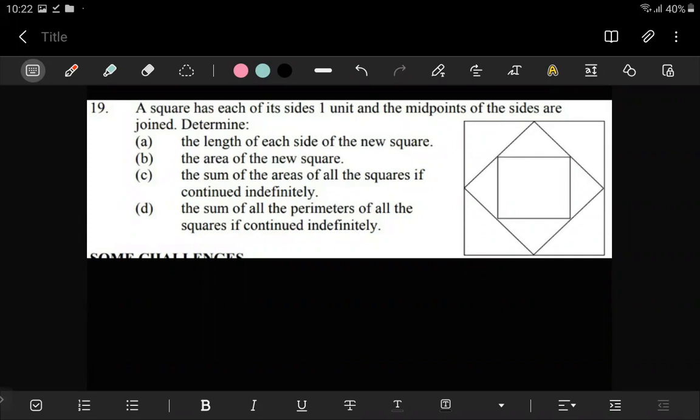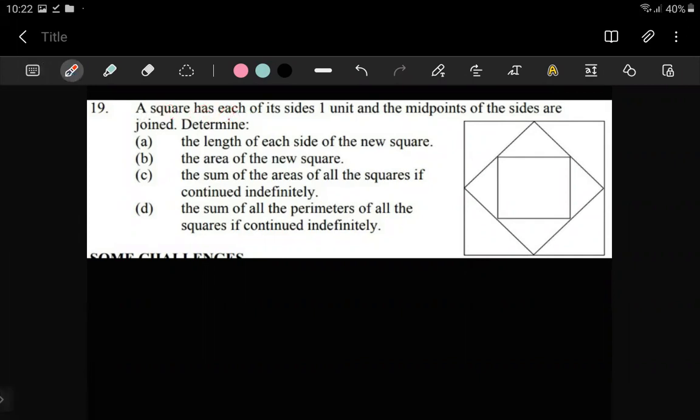It says a square has each of its sides 1 unit and the midpoints of the sides are joined. So you have a square, right? This is 1 unit, 1 unit, 1 unit, and then it has 1 unit. That's the orange. This is 1 unit, right? So they then say that the midpoints are joined, as we can see here. This midpoint is joining that midpoint, joining that midpoint, joining that midpoint.